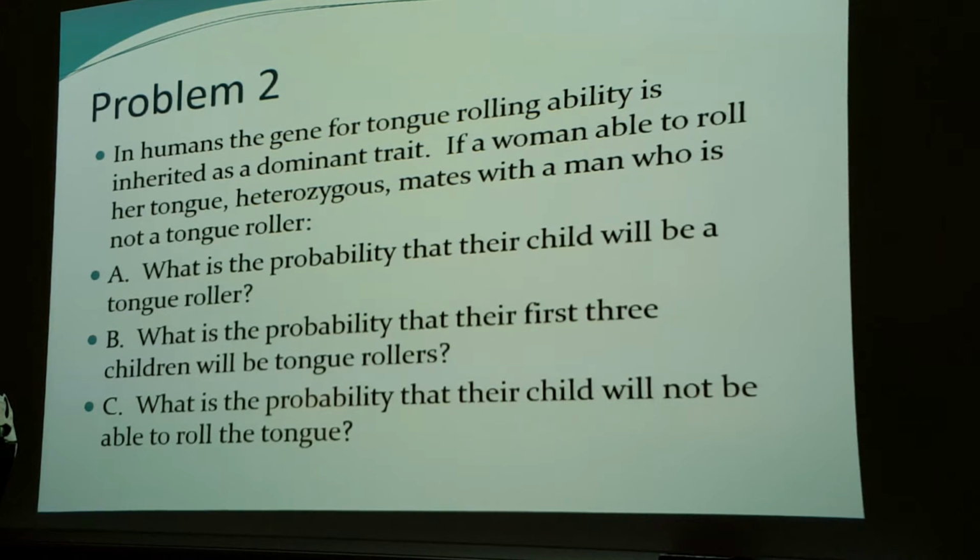Wow, so this is different. Usually the trait we're interested in is recessive, but this one is dominant. So if a woman able to roll her tongue, and we have to be told that she's heterozygous because it's the dominant, you don't know if you're not told, mates with a man who is not a tongue roller, do we have to be told if he's homozygous or heterozygous?